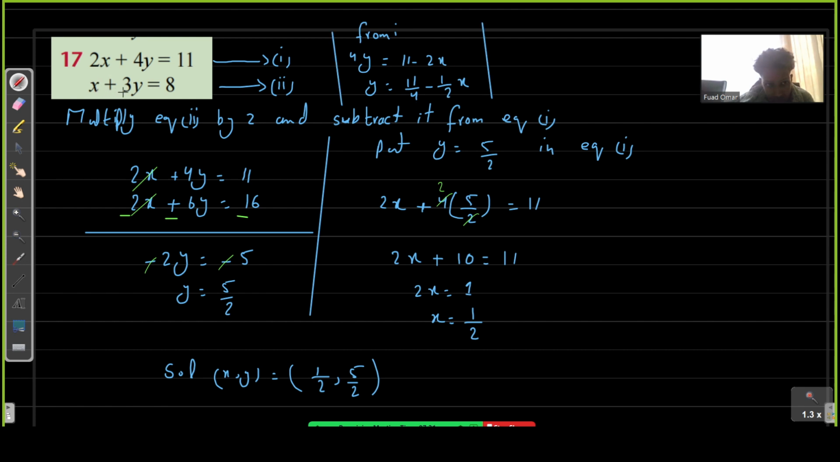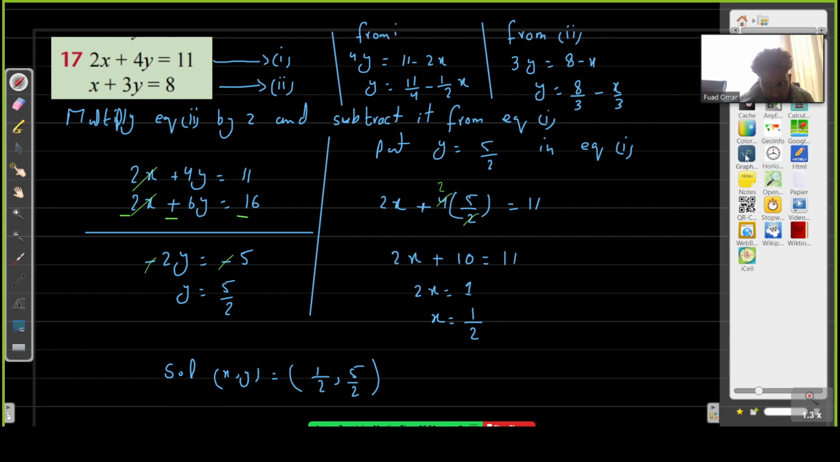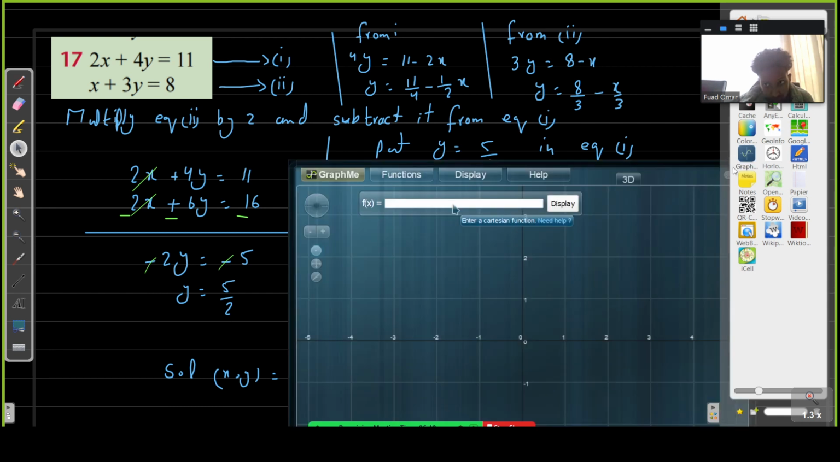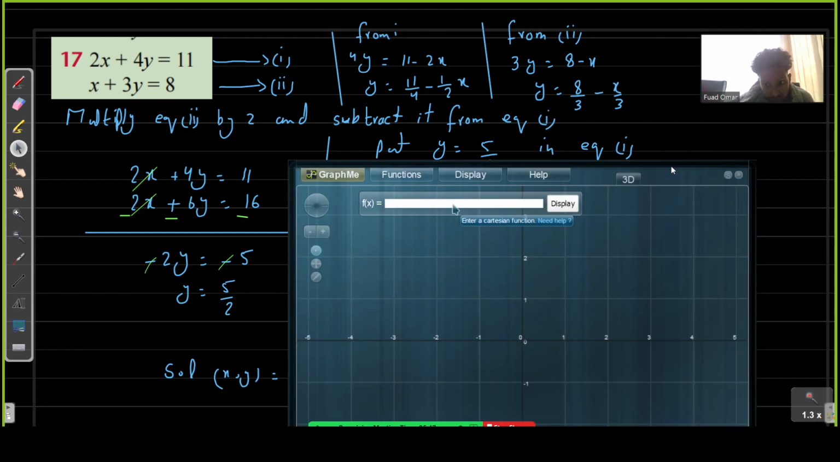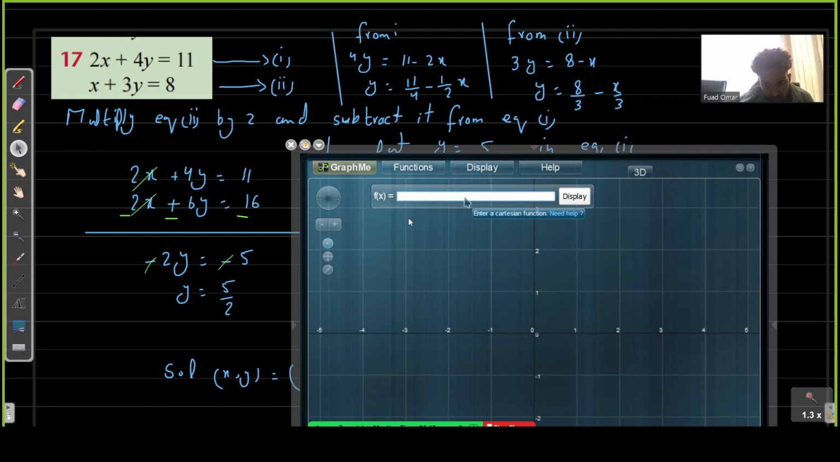From the second equation, x plus 3y is equal to 8, we can just take this x to the right side. So from 2, 3y is equal to 8 minus x, and y is equal to 8 by 3 minus x by 3. I'm going to put these values into the graph to show you whether they are intersecting on the same solution or not. That's the first equation, and I'm going to display it here.